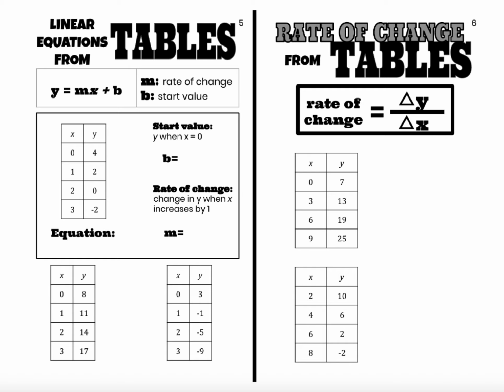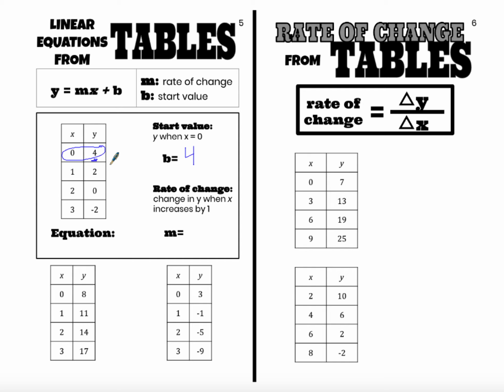On page 5 and 6 of our Unit 2 notes, we're looking at finding the equation from a linear table. In the most basic sort of table, like we're looking at on page 5, the start value is given directly in the first row of the table. It's our y value when x equals 0. So in this case, for this table, the start value is 4. It's what we start with.